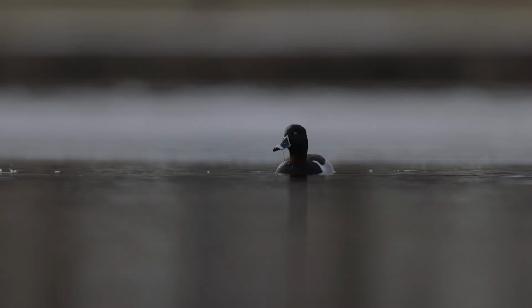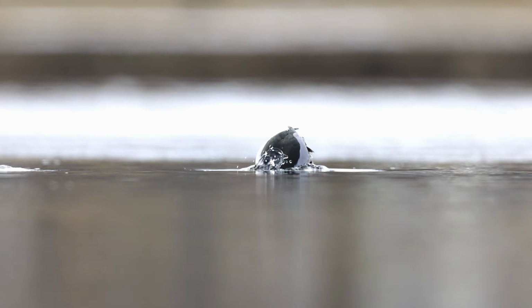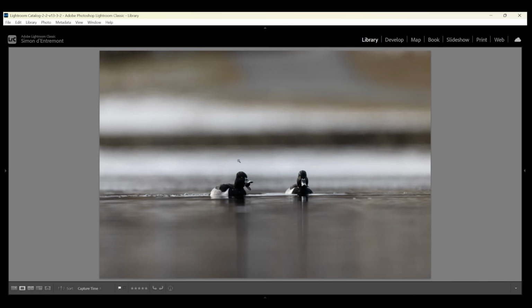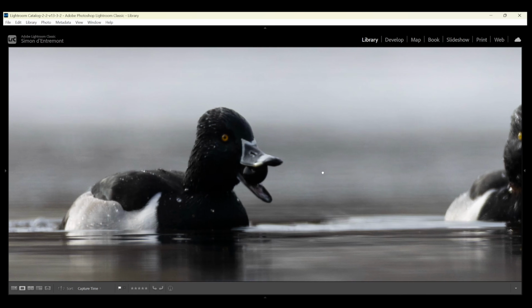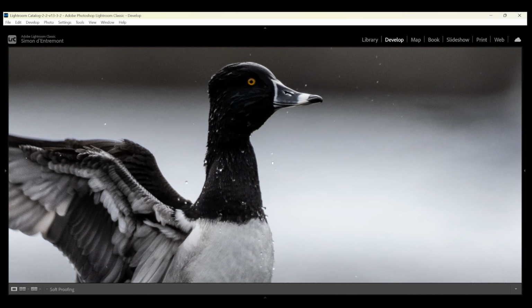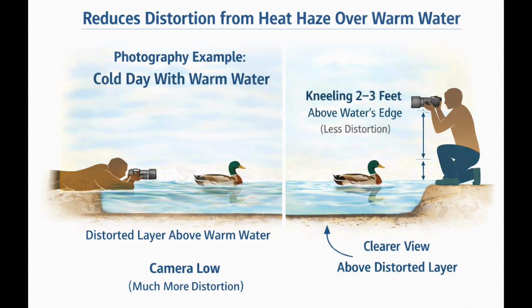I was shooting ducks once with a low angle, just inches above the water on a really cold day over relatively warmer water. The photos were mush. I got up just a few feet, maybe 50 centimeters, and the images got much sharper. Turns out the distortion was only a shallow layer, maybe 6 or 8 inches, or 15 or 20 centimeters, above the water. And finally, use it to some artistic effect.